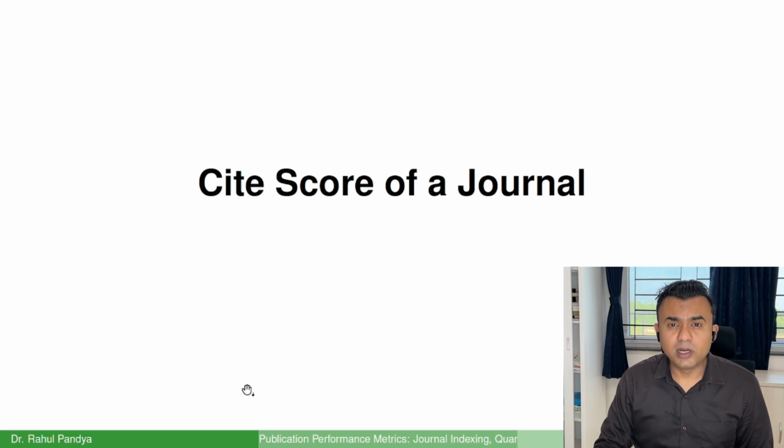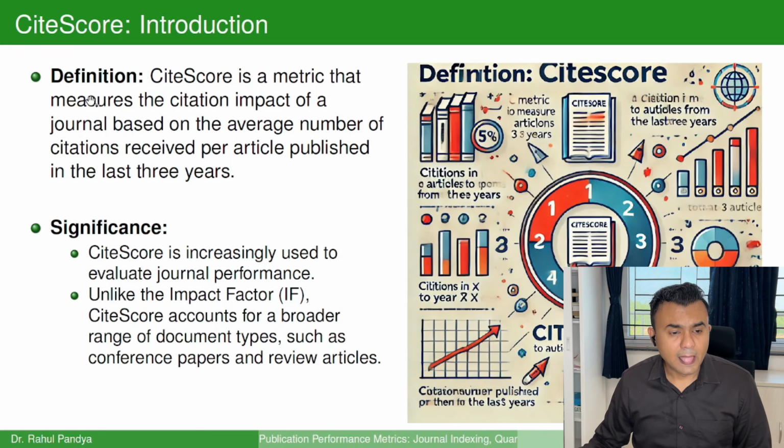In this section, we will discuss the CiteScore of a journal. If you look at the CiteScore, the basic definition is: CiteScore is a metric that measures the citation impact of a journal based on the average number of citations received per article published in the last 3 years. Impact factor measures the impact across 2 years, whereas CiteScore counts for 3 years.